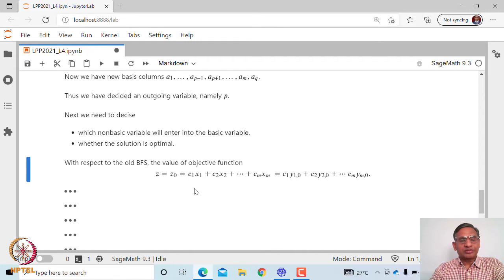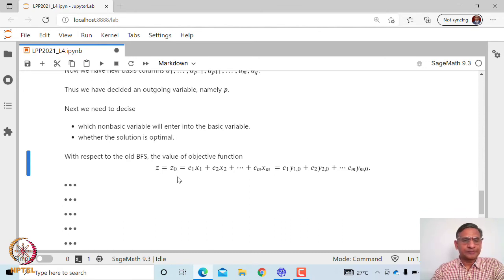Now the value of the objective function at the old basic feasible solution, which is y10, y20, dot dot dot, ym0, is z equal to c1 times y10 plus c2 times y20 plus dot dot dot cm times ym0, and let us call this z0. So z0 is the current value of the objective function with respect to the basic feasible solution y0, comma 0, 0, 0, the remaining n minus m components.